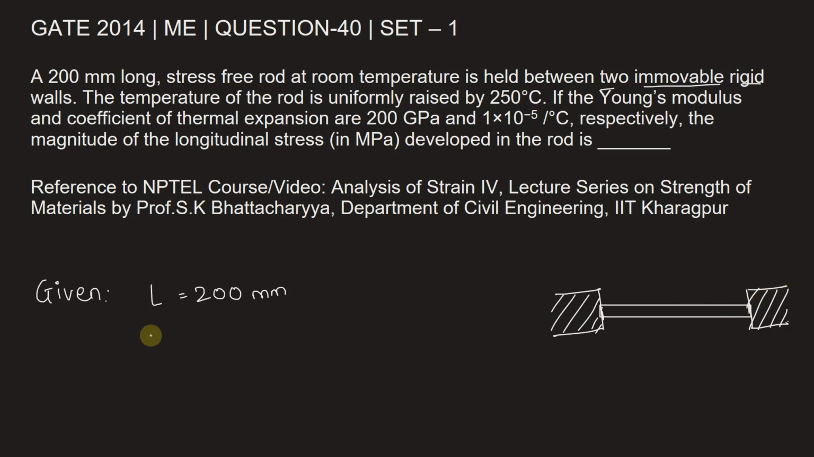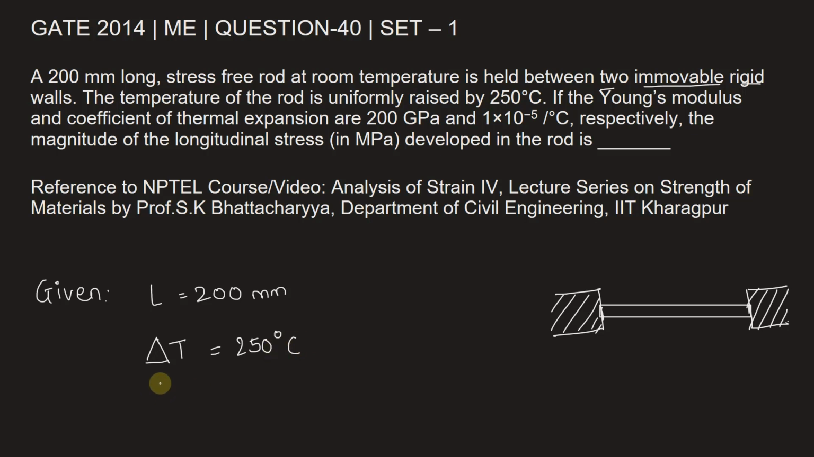Now temperature is being uniformly raised by 250 degrees Celsius. That means change in temperature delta T is 250 degrees Celsius.